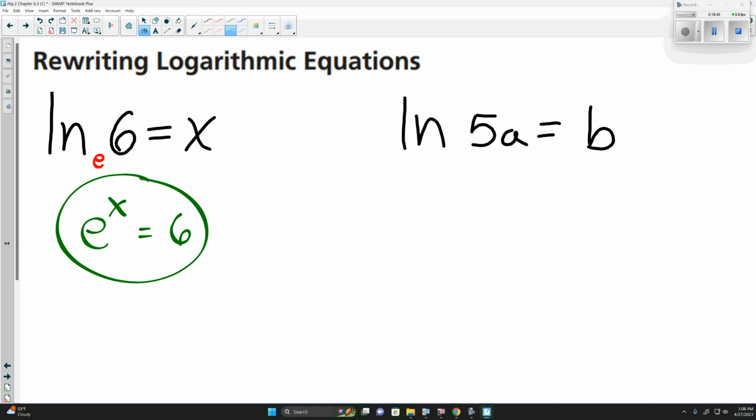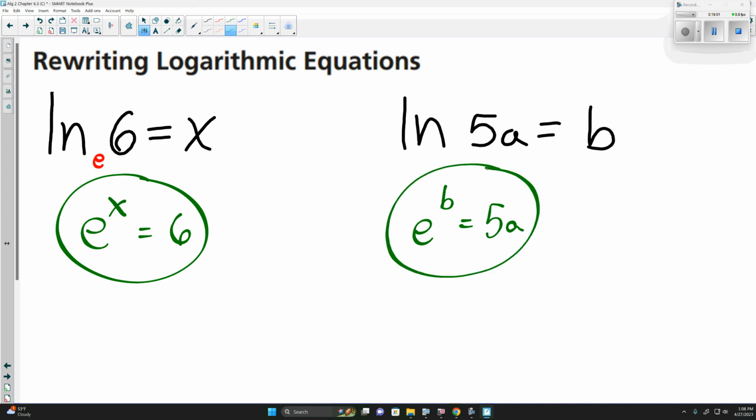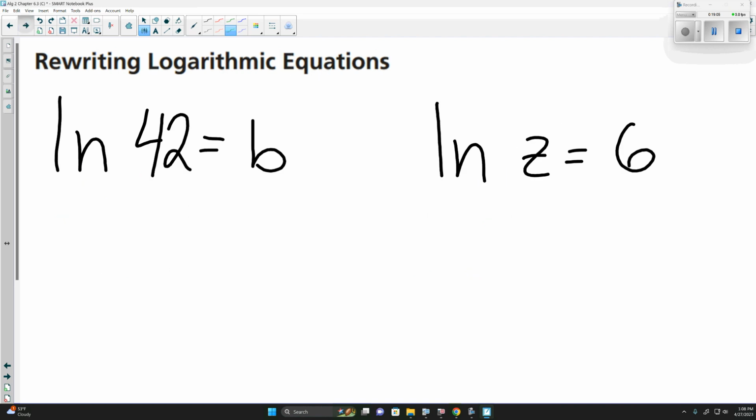Let's look at the next one. Ln, the natural log of 5a is equal to b. So our e, okay, e to the b equals 5a. That's it. Questions on this here?